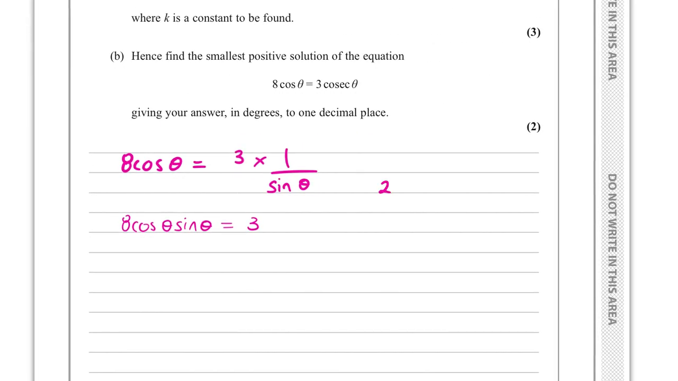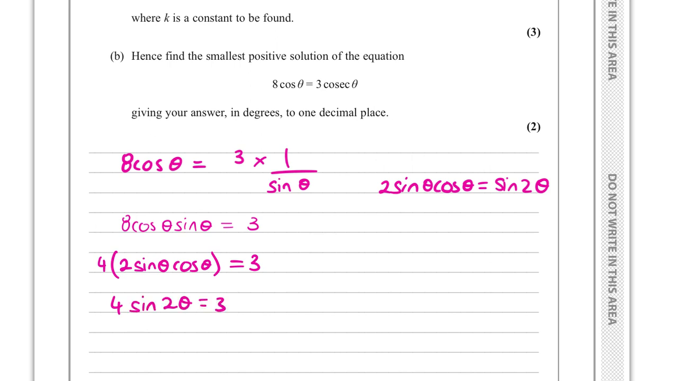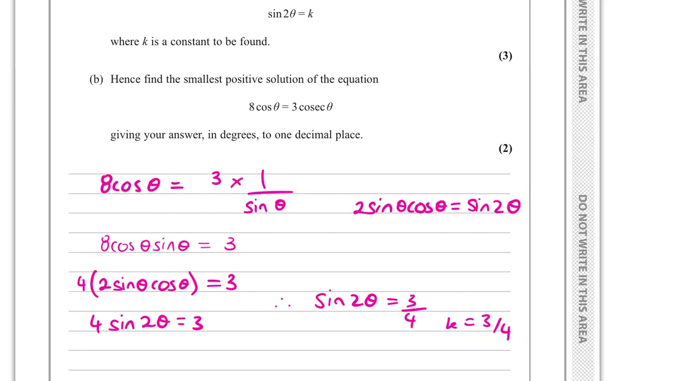Now, we know that 2 sine theta cos theta is equal to sine of 2 theta. So we can factorize a 4. So we have this in the form 2 sine theta cos theta equals 3. We now have 4 sine theta cos theta, 4 sine 2 theta equals 3. So therefore, sine 2 theta equals 3/4. So k equals 3 over 4.